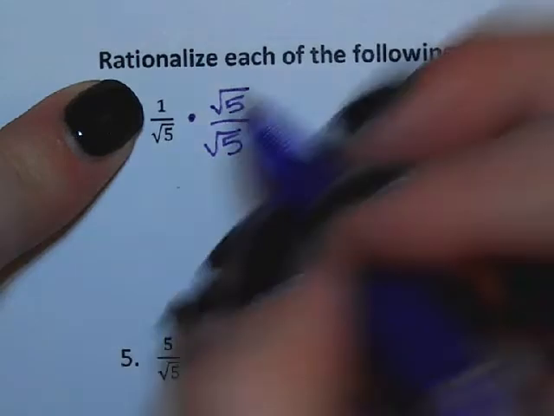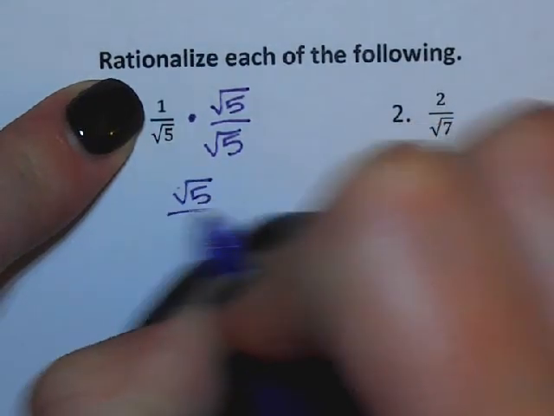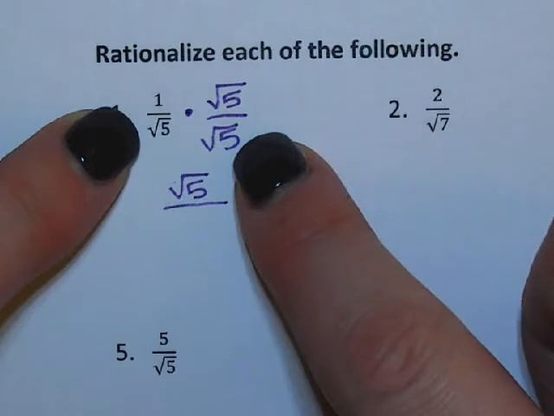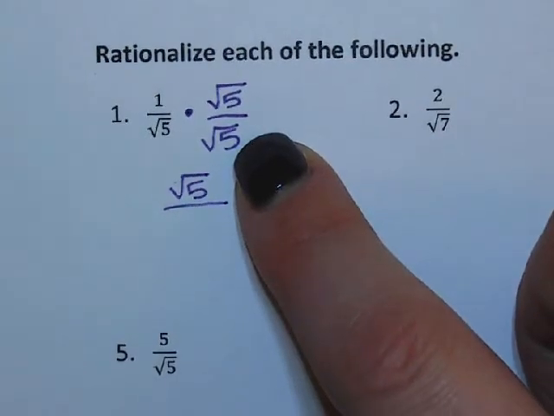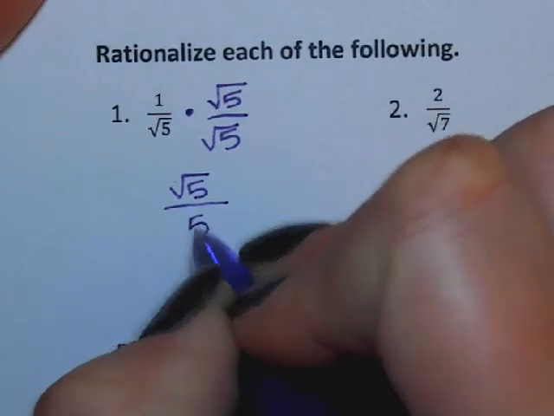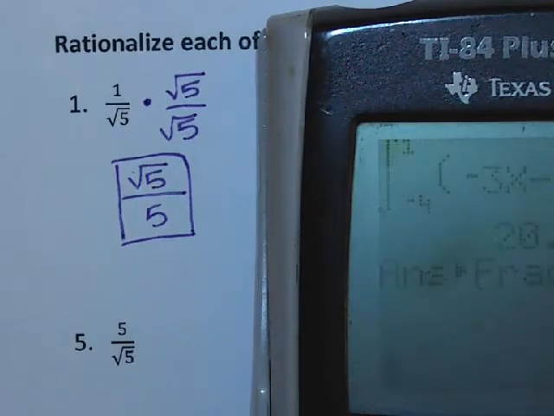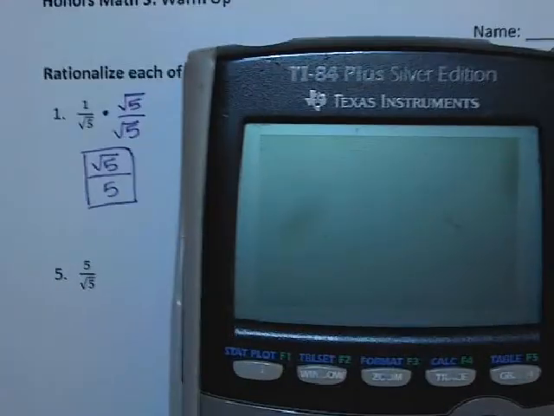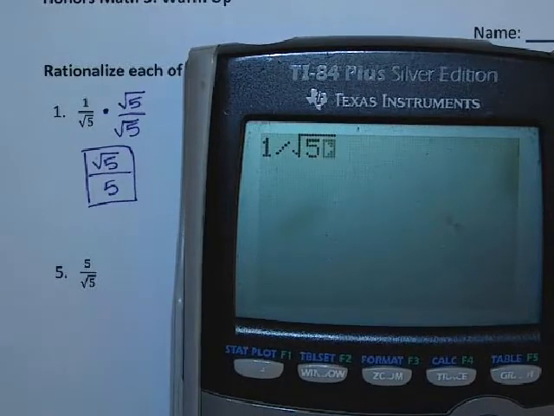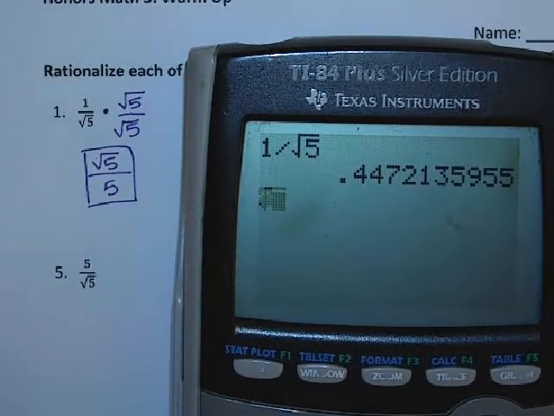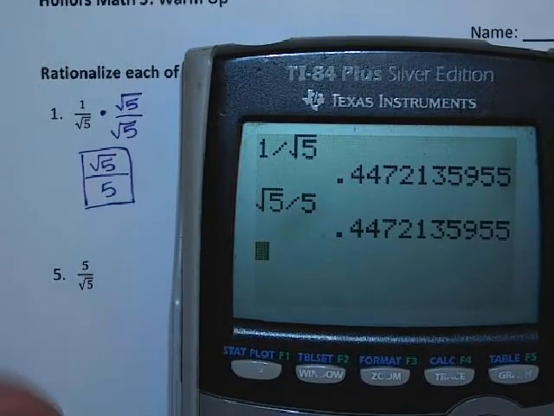So 1 times the square root of 5 is just square root of 5. On the bottom, square root 5 times square root 5 is the square root of 25, which is 5. So we've got root 5 over 5. It is now rationalized. Now, if you type this into your calculator just for comparison's sake, 1 divided by square root 5 is that decimal. Square root 5 divided by 5 is the exact same decimal. So the number's the same. I'm not changing it. It just looks a little bit different. It's like writing your name in print and writing your name in cursive. It's still your name. Make sense?